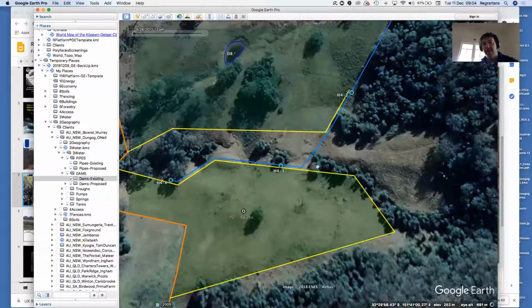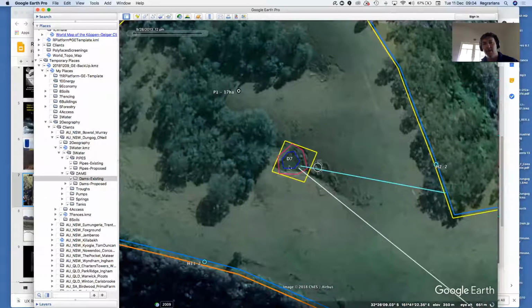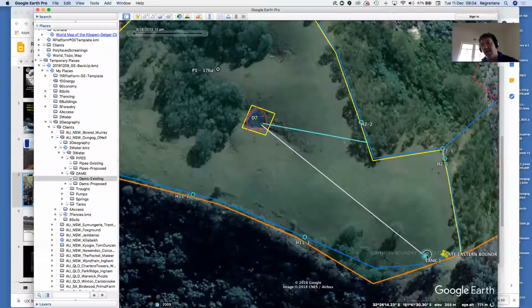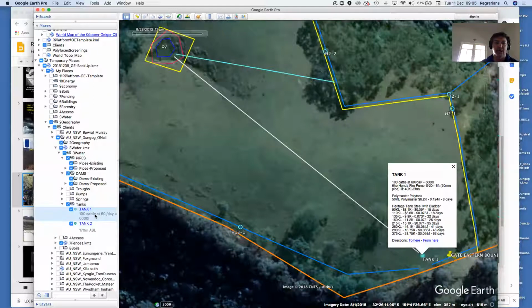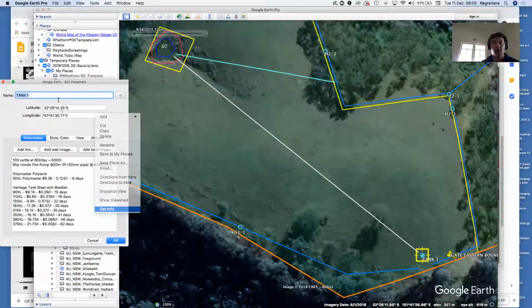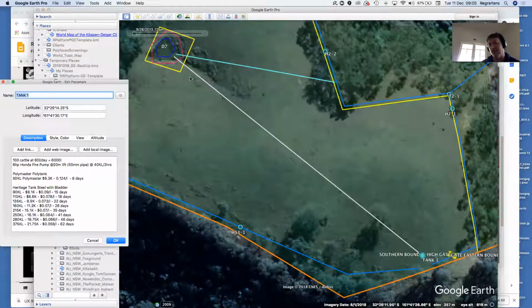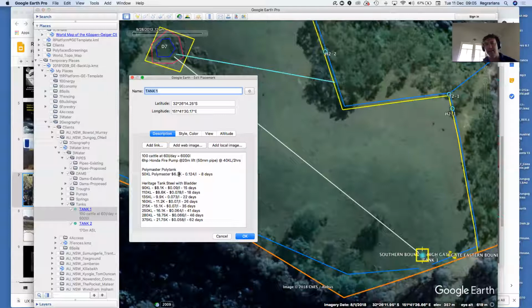So dam 7. This one here we were proposing to enlarge, and from it we were going to pump up to a tank on the highest part of this section of the property. And from that, of course, because you can do this, and this is where you can use your Google Earth quite cleverly, I've got tank 1. I'll put a copy of this particular plan on the workplace as a template for you.